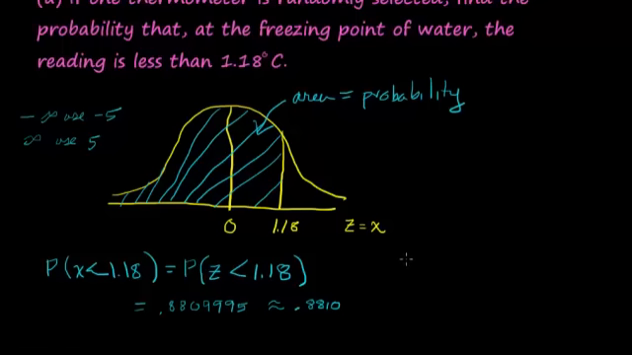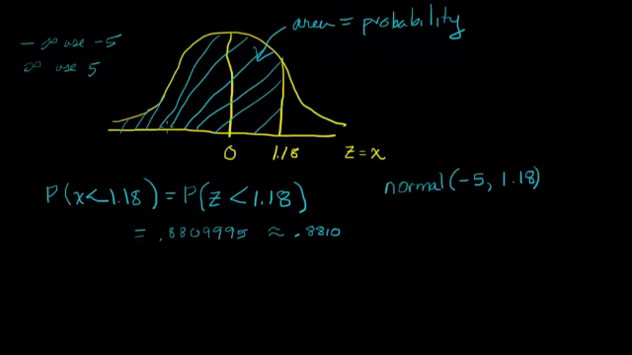So what I used was my normal cumulative density function. If your display is not quite the same as mine, here's what you would put in: your lowest value to your highest value. And we get this result. So what have we found? We need to be able to write an interpretation here.